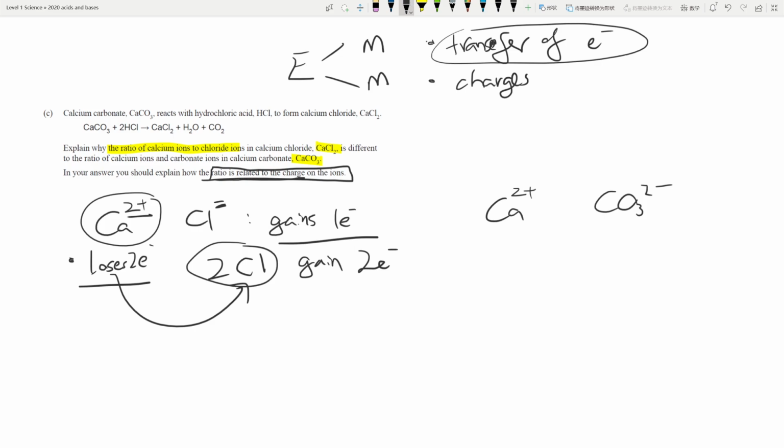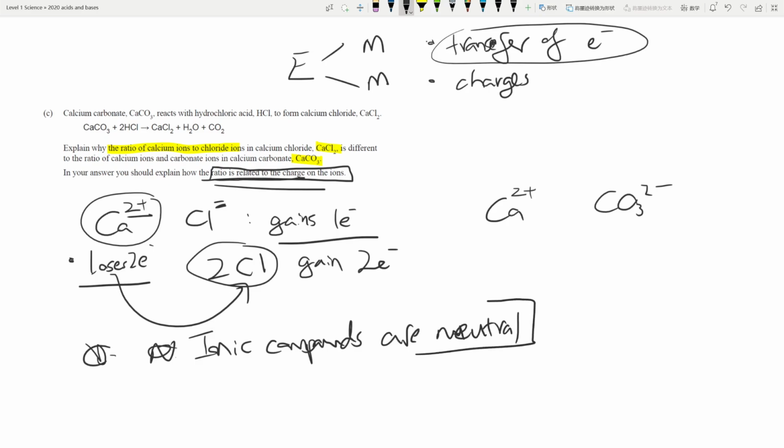But if they only ask you to talk about the charge, well, you want to talk about this. You want to talk about the ionic compounds. Ionic compounds are neutral. Neutral. So what does that mean? They have no overall charge. The charge will cancel out.